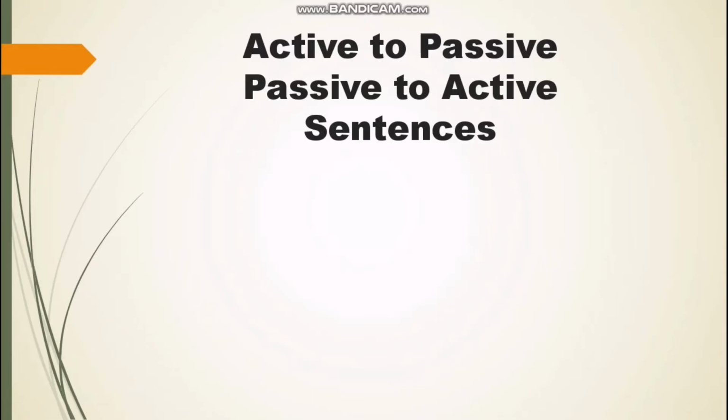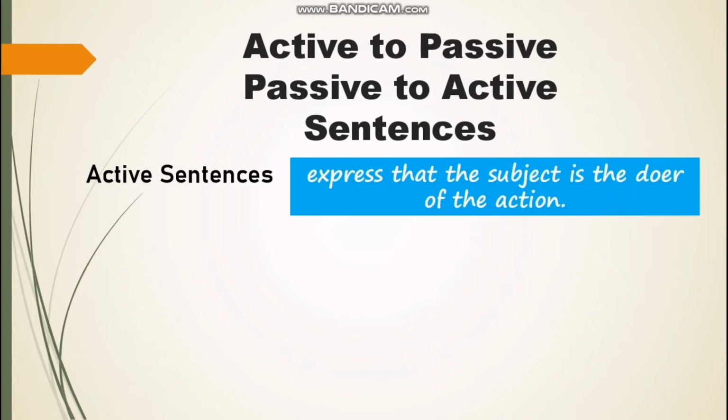The last method I came up with is active to passive, passive to active sentences. First, let's define what active sentences are. Active sentences express that the subject is the doer of the action. Example: Ben paints the house. Who paints the house? It's Ben.